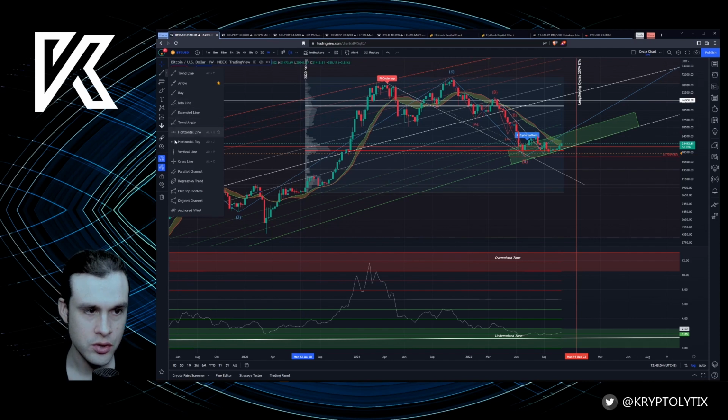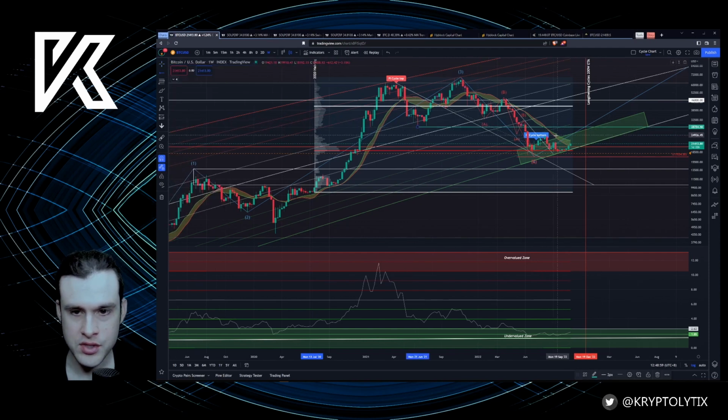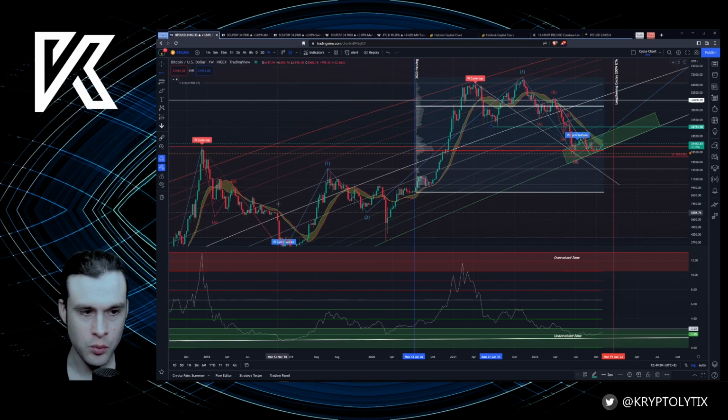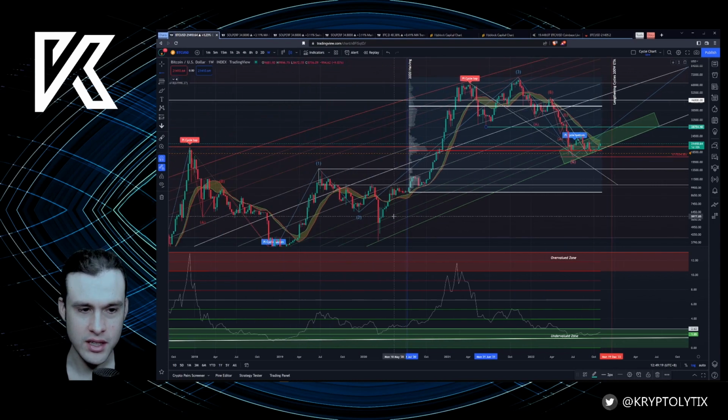So let's just draw a horizontal ray line here. So that's a possibility, certainly is a possibility. Not saying it will happen, absolutely not, but I'm saying it's definitely something that can happen. A rally to 29K. It's actually not that crazy, in all honesty. Crazier things have happened. I mean, like this.